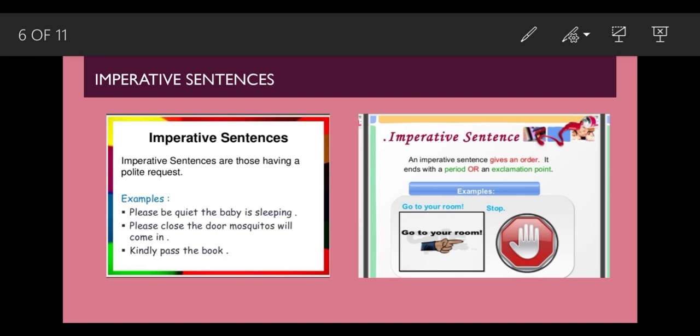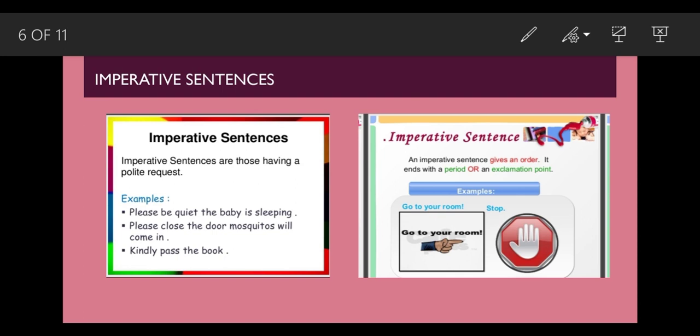But as I have already told you, imperative sentences also give an order or express a command. For example, in these sentences, go to your room. Stop. What are these? This is a kind of an order. It can also be a suggestion or an advice. For example, robot, don't eat so many strawberries. Okay, so this is an advice.